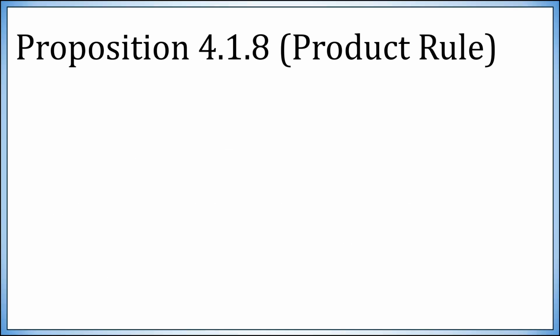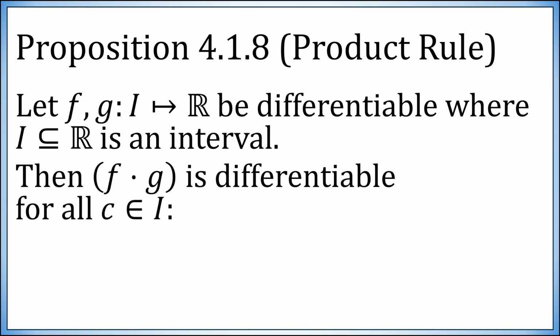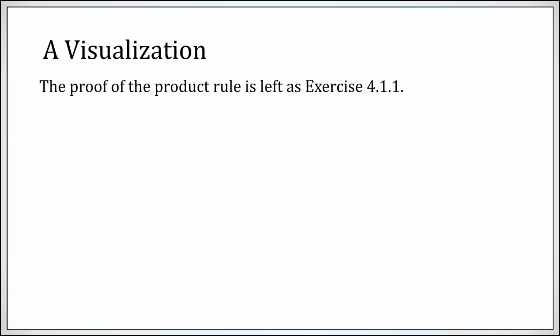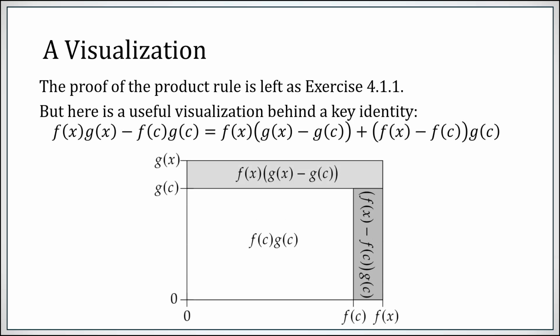So here is proposition 4.1.8, the product or Leibniz rule. Suppose f and g are two differentiable functions on an interval. Then the product function f times g is differentiable, where the derivative of f times g is given by f prime times g plus f times g prime. Let's visualize this product rule before we actually prove it. So the proof is actually left as an exercise, but here is a picture that really establishes what's going on.